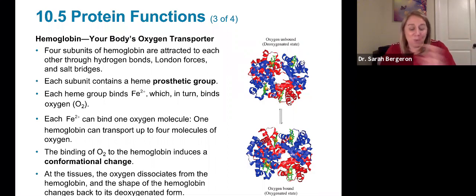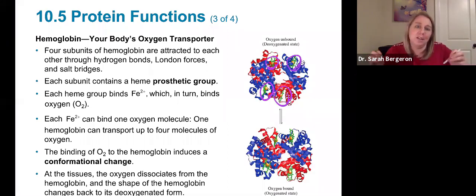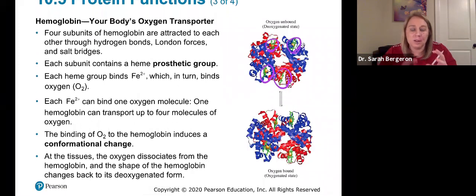So there are 4 heme groups. You kind of have 1, 2, 3, 4 heme groups that are able to bind oxygen. Each one will bind 1 O2 molecule. So each hemoglobin itself, each quaternary structure of the protein, can transport 4 O2 molecules at once. You have a different conformation of the protein depending on if it's carrying oxygen or not. And that allows oxygen to dissociate when you get to certain parts in the body.